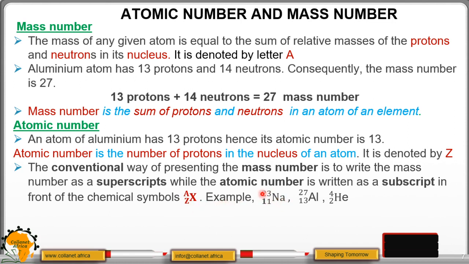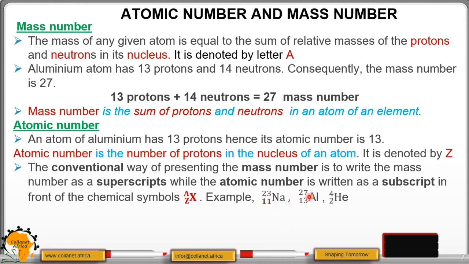Sodium has a mass number of 23, while the atomic number is 11, meaning there are 11 protons, and if there are 11 protons, the electrons will also be 11. And here we have addition of protons plus neutrons. So for you to get the number of neutrons in this sodium atom, you'll subtract 11 from 23 to get 12. So 12 will be the number of neutrons.